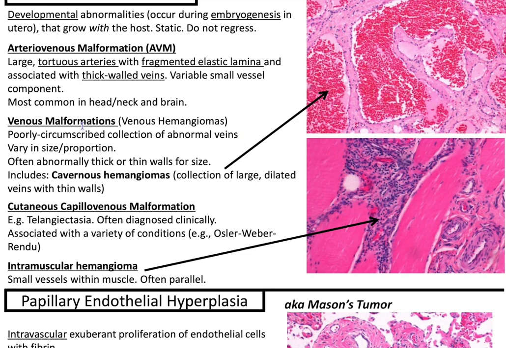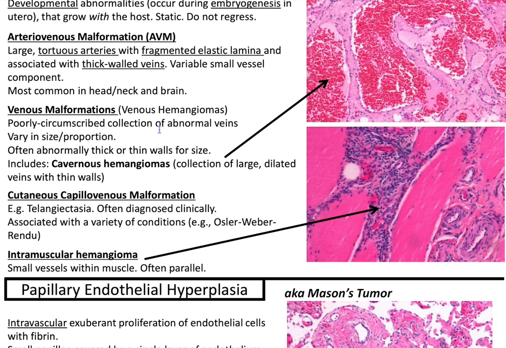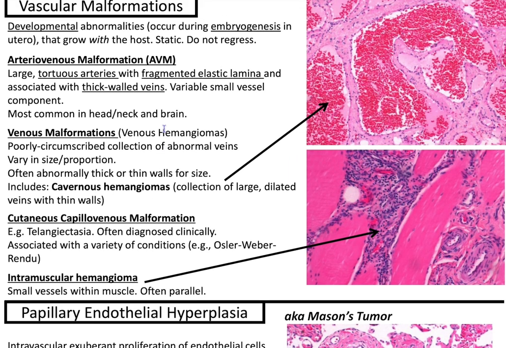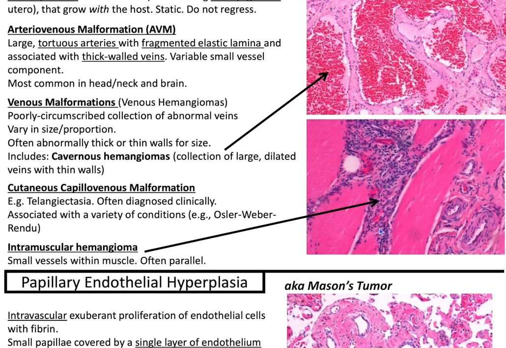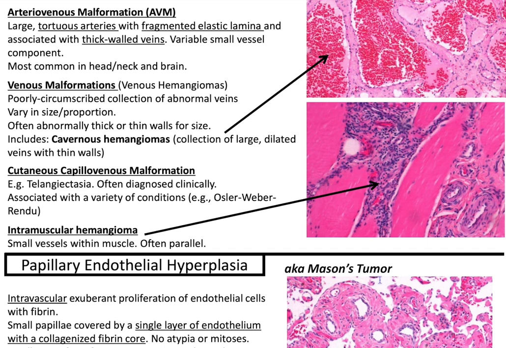And venous malformations, you'll have poorly circumscribed collection of abnormal veins. They vary in size and proportion. They're often abnormally thick or thin walls for size, and it includes your cavernous hemangiomas, which have a collection of large dilated veins with thin walls. You have your cutaneous capillovenous malformation. For instance, that's like telangiectasia, often diagnosed clinically, but it can be associated with a variety of conditions, including Osler-Weber-Rendu. And then intramuscular hemangioma, small vessels within muscle, often parallel.